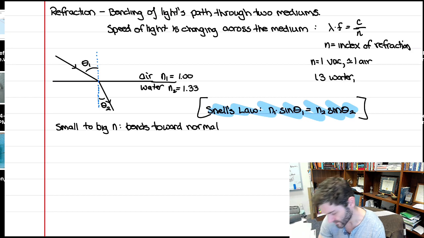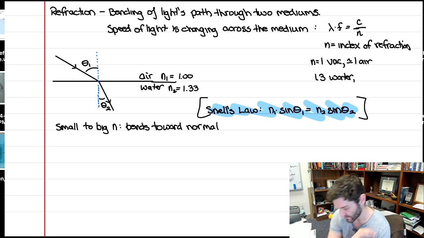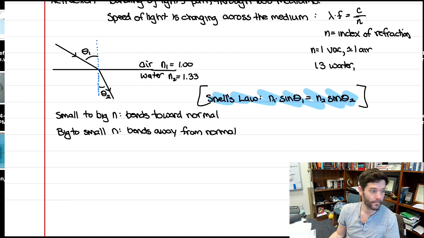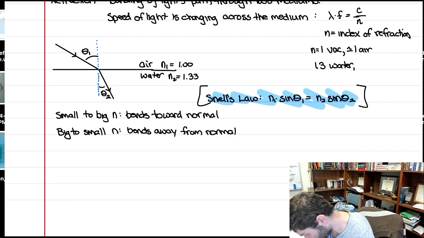Right, it got closer, the theta decreased. And then as you go from big to small, again, imagine drawing the arrows in the opposite direction, it bends away from the normal. And again, let's show an example or two.